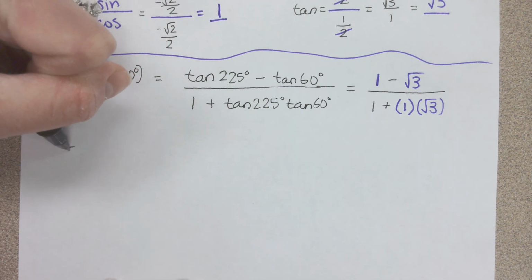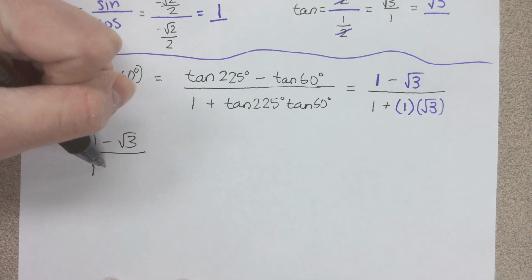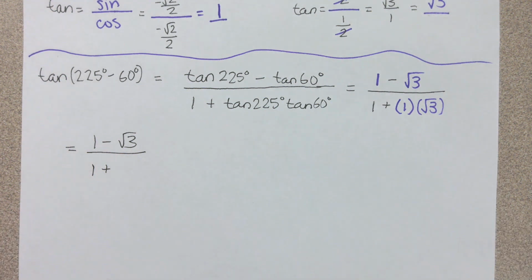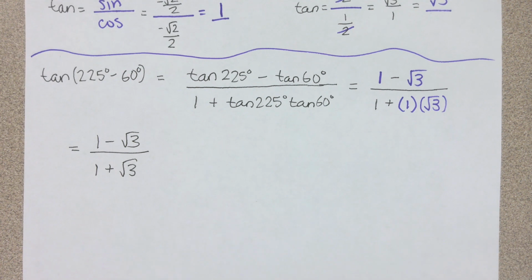Next, I'm going to simplify that just a tiny bit. 1 minus the square root of 3 over 1 plus, and then if I multiply that out, obviously that's still going to be 1 plus radical 3. We would like to be done at this point, but we can't be. Why can't we leave our answer like that? What's the problem with that?